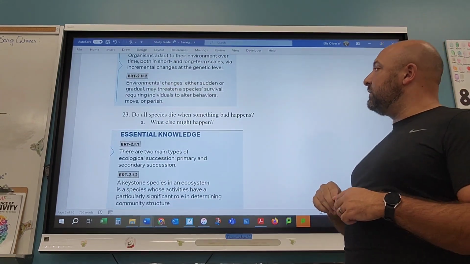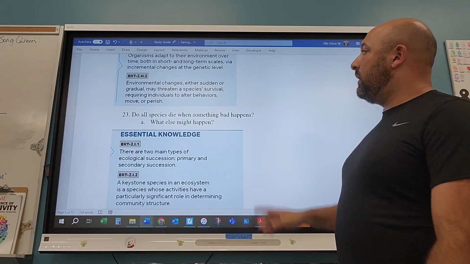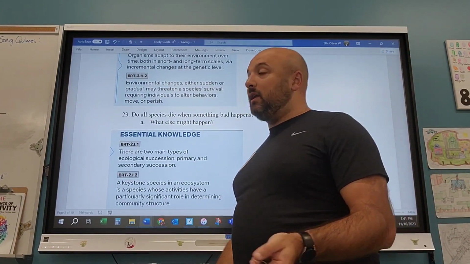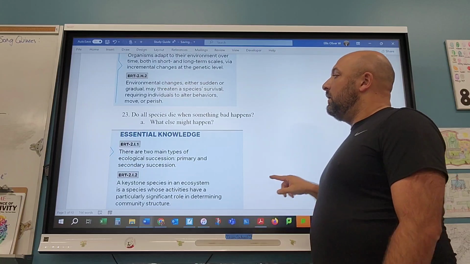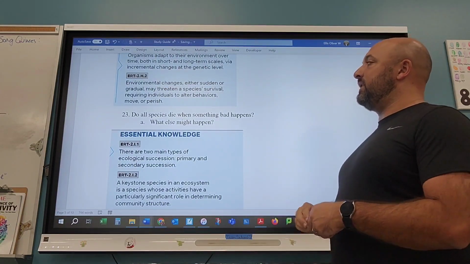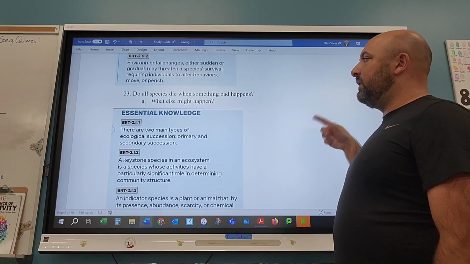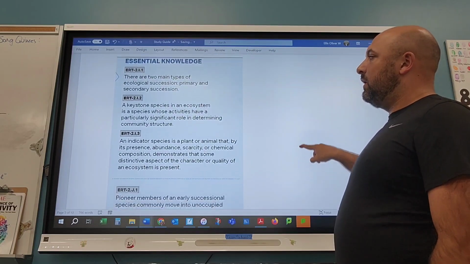Do all species die when something bad happens? No. What else might happen? Well, obviously they can survive, they can adapt, they can evolve. Those things happen. So just because a lot of creatures die doesn't mean all life will. Life can continue, it just has to adapt to its new area.